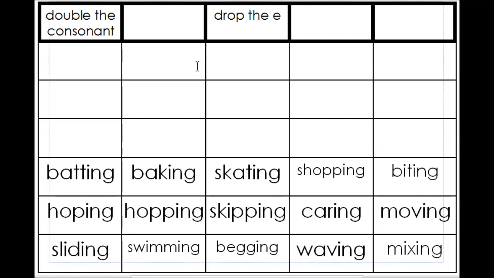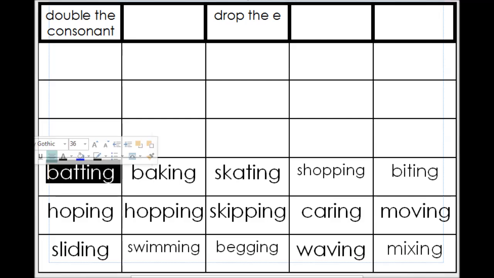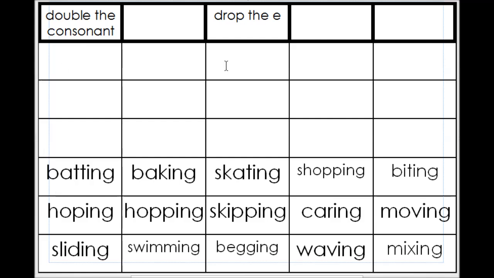This week you're going to have to figure out for yourself what is the base word of each of your spelling words. Last week you were given your base word. Let's look at our first word, batting. Batting. If we take off the suffix ing, we're left with the word bat.